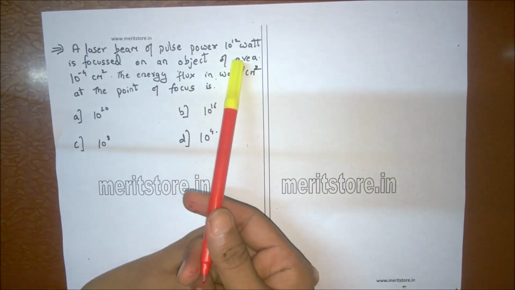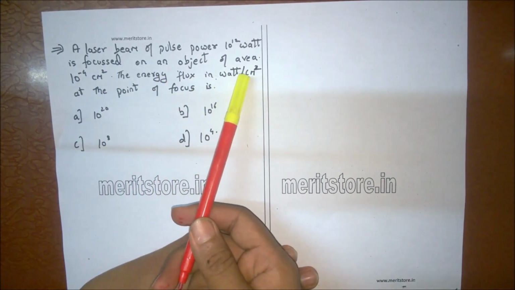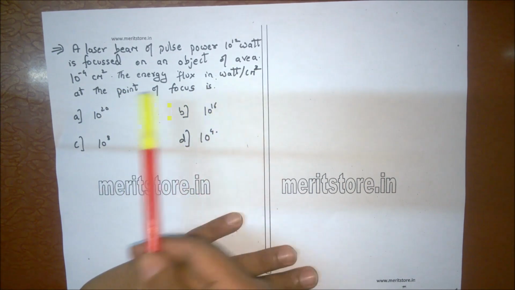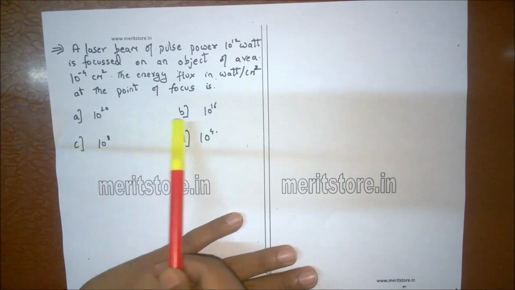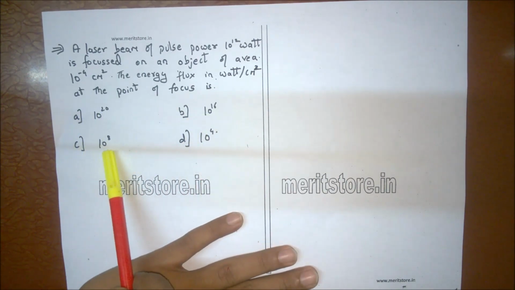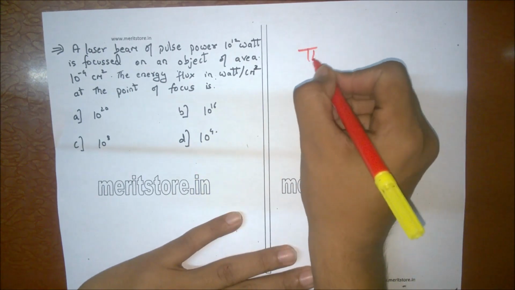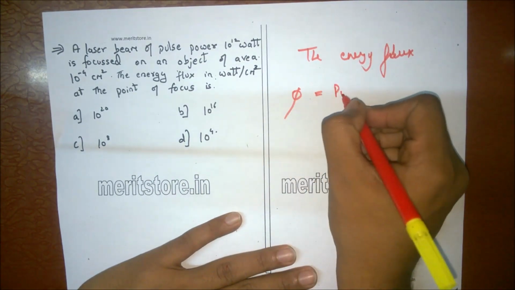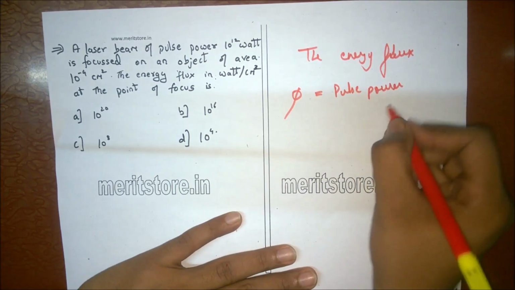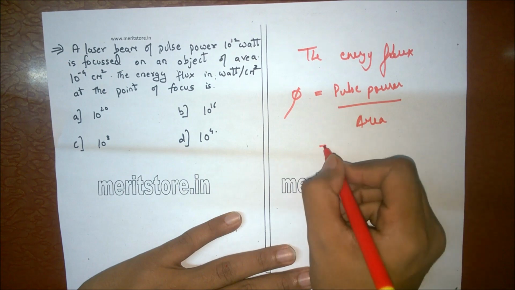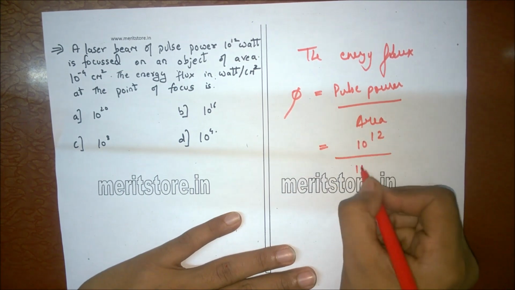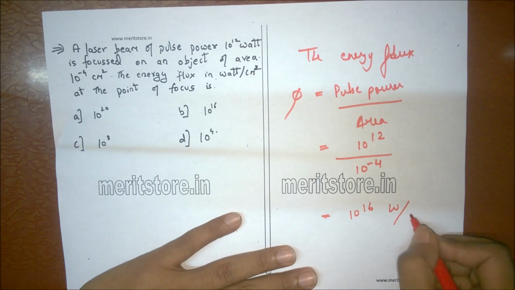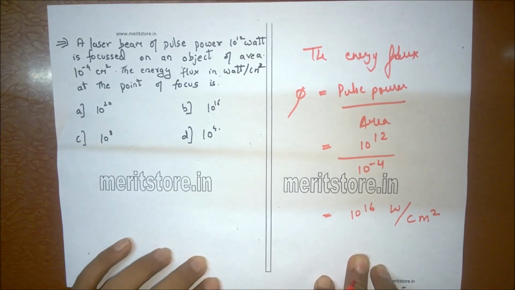Laser beam of pulse power 10 raised to 12 watt is focused on an object of area 10 raised to minus 4 centimeter square. The energy flux in watt per centimeter square at the point of focus is A 10 raised to 20, B 10 raised to 16, C 10 raised to 8, and D 10 raised to 4. Now, the energy flux phi is given as pulse power upon area. The pulse power is given as 10 raised to 12 watts and the area is given as 10 raised to minus 4 centimeter square, which will be equal to 10 raised to 16 watt per centimeter square. Therefore, the correct answer is option B.